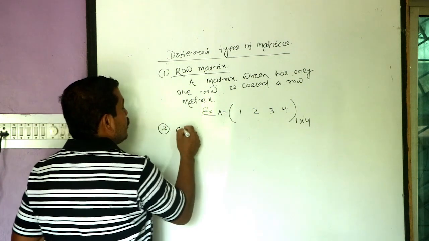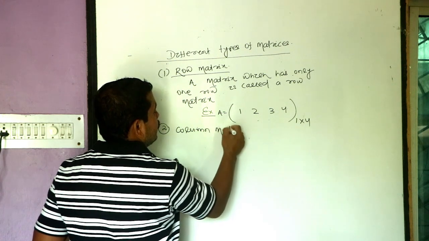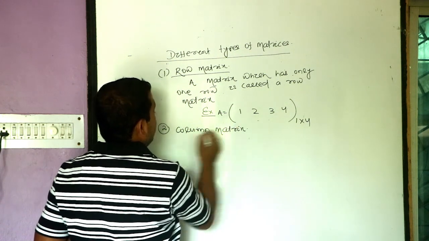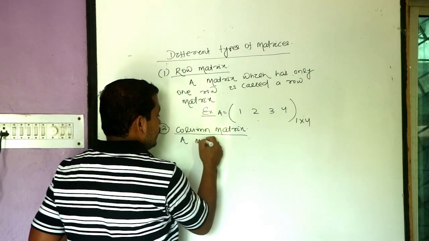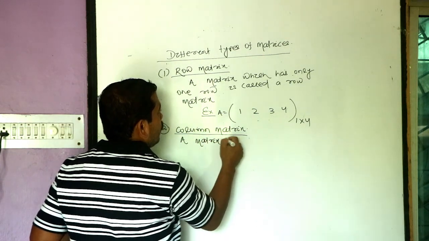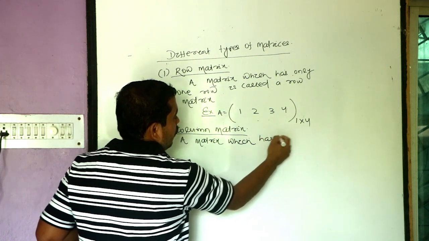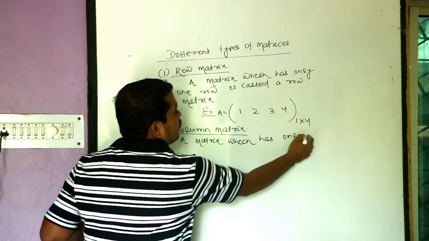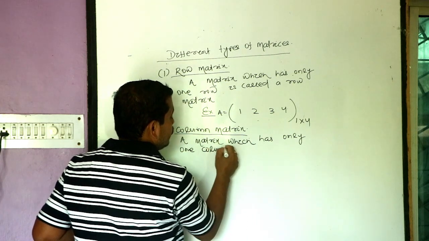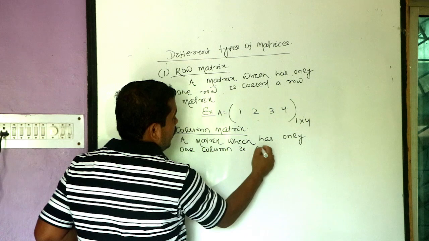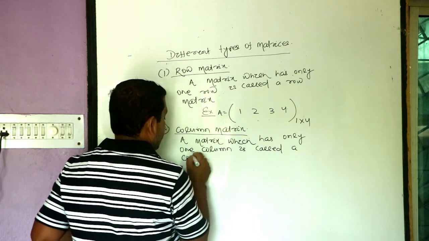Next, column matrix. A matrix which has only one column is called a column matrix.